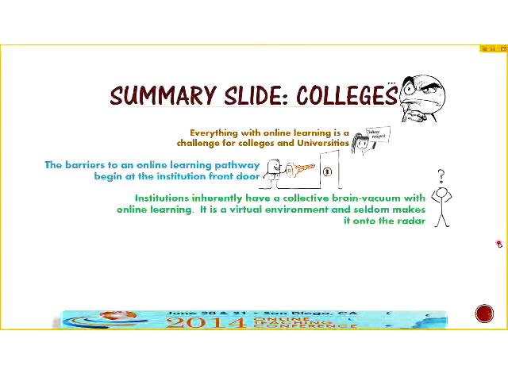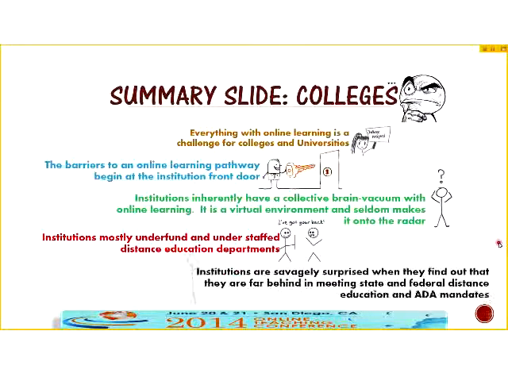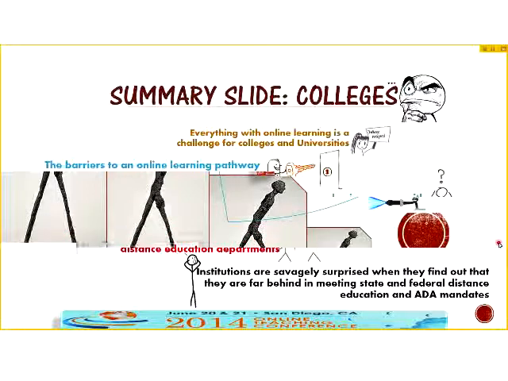Institutions inherently have a collective brain vacuum with online learning. It's a virtual environment, and it seldom makes it above the radar so they can keep track and see what's going on. Institutions are mostly understaffed in online learning, and it's difficult to get enough people that translate into resources for your online learning departments. Institutions are surprised when they find out that they're far behind in this, and all of a sudden everything happens at once. So you need good management people and good advisory and good resources people in your online learning department.